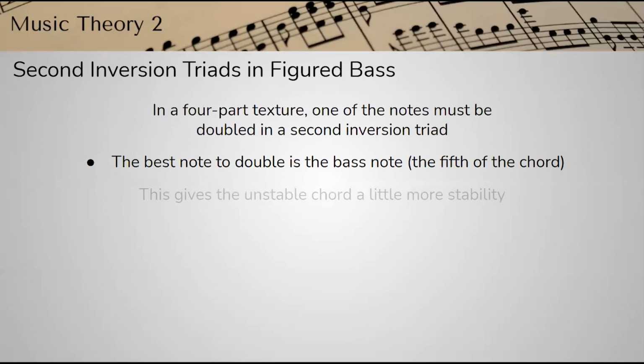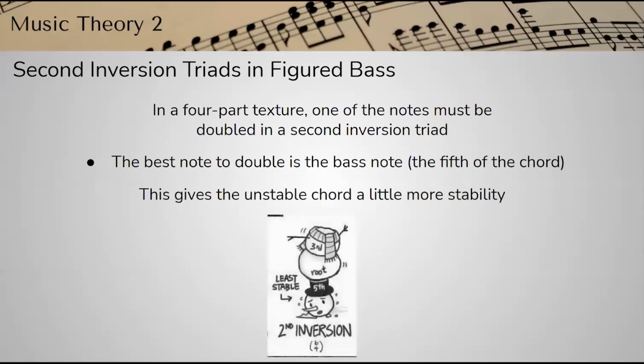Well, why is that? Well, let's look at our snowman again, right? So this is our unstable snowman with the 5th on the bottom. There's not much supporting it. But if we double that 5th, that unstable tone, it helps prop up the chord a little bit more. It gives some more weight to that note that's unimportant, by repeating it. So it gives this chord a little bit more stability. It gives a little bit more of a chance to prop up that root in that 3rd chord. So that's why it's best to double the bass of the chord typically.